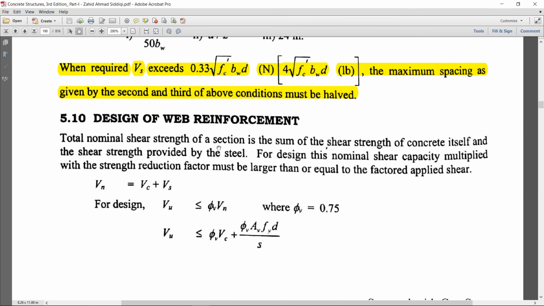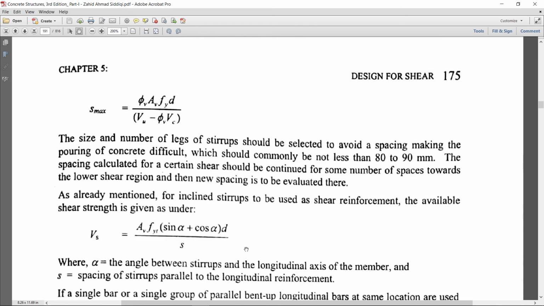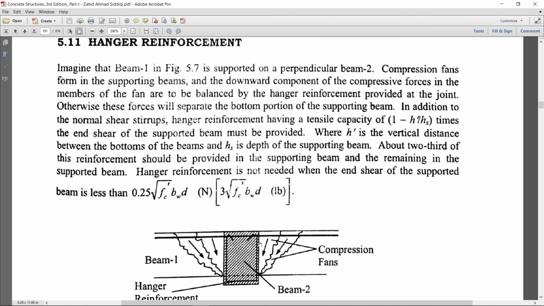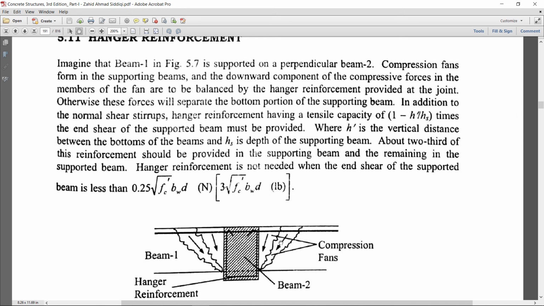Design of web reinforcement: the applied shear is resisted by two elements, means the concrete capacity, whatever concrete section is there, is also resisting the applied shear, and second, the steel reinforcement in the form of ties or stirrups. Both elements are resisting the applied shear. How we will design the reinforcement for the ties, I will discuss in detail in the example. Here is the hanger reinforcement. For the placing and holding of the ties or stirrups in the beam, we have to provide hanger bars, which are most of the time called top bars.